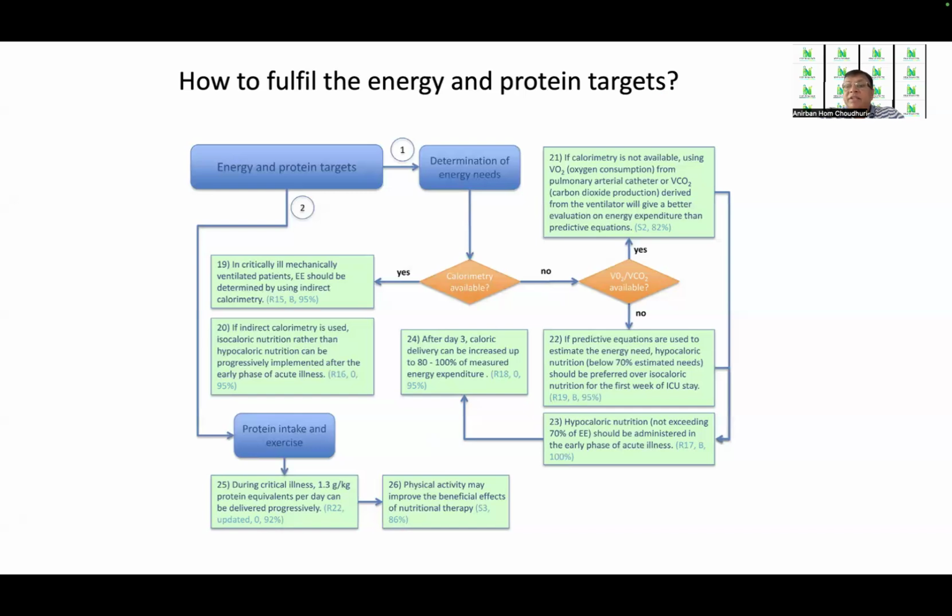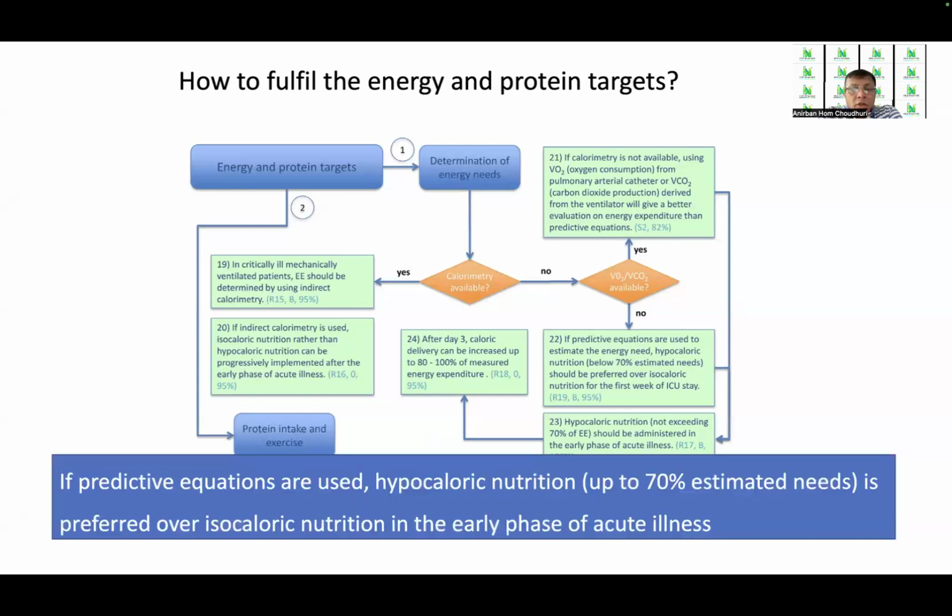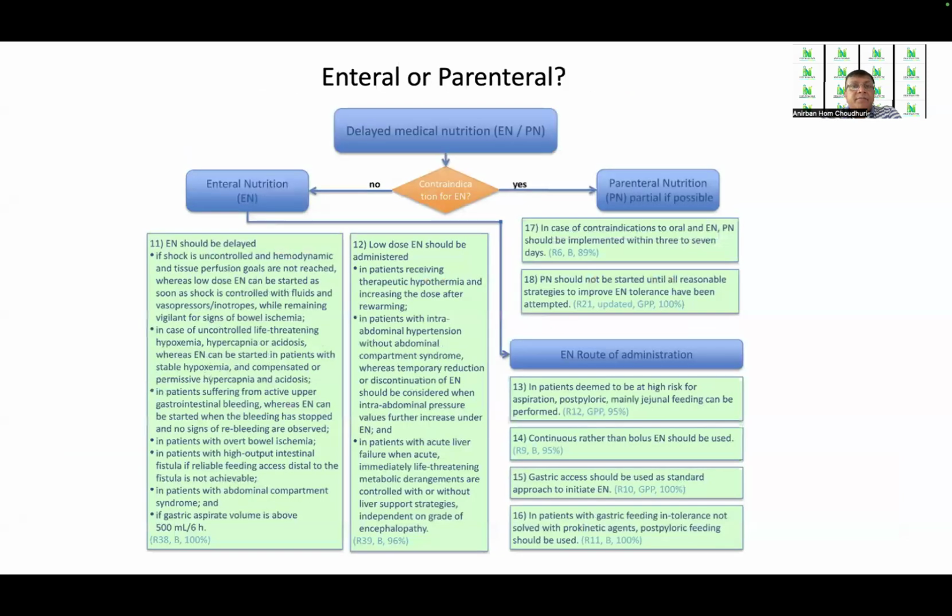But subsequently, when the reserved energy stores are used up, there is not much store left, so that activation does not happen. And there, if we increase the energy delivery, that is more likely to have a positive effect. So this is the explanation for the difference. So if predictive equations are used, then hypocaloric nutrition up to 70% of the estimated needs is preferred over isocaloric nutrition in the early phase of acute illness.